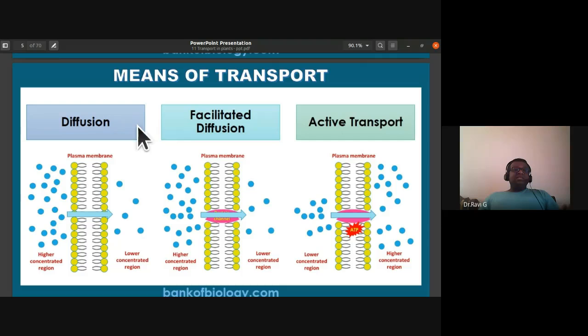See, these are the basic differences between diffusion, facilitated diffusion, and active transport. So active transport can also be called uphill transport because it is against the concentration gradient. You can also call it uphill transport.